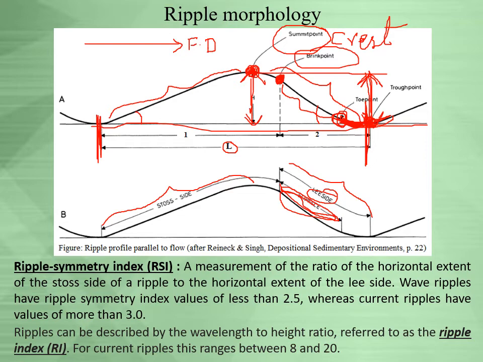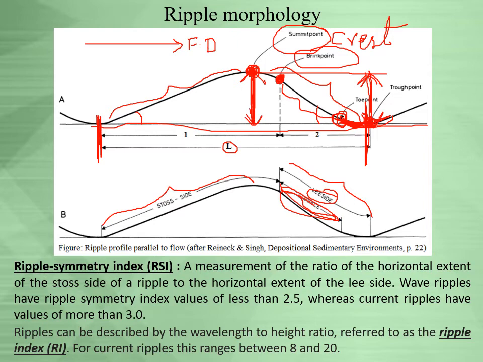So ripple length is the distance between two successive trough points, or you can call it two successive crest points. One crest point is here, another crest point will be something here. So ripple length can be measured between two successive crest points, but mind it, two successive, or between two successive trough points. Ripple altitude or ripple height is the maximum distance between the trough point and the crest point. Now, the perpendicular line drawn from the crest point on the basal surface separates the ripple into two halves, one part belonging to the stoss side and one part belonging to the lee side.